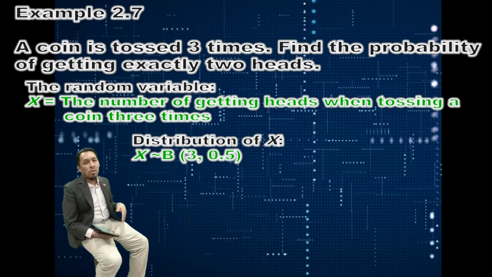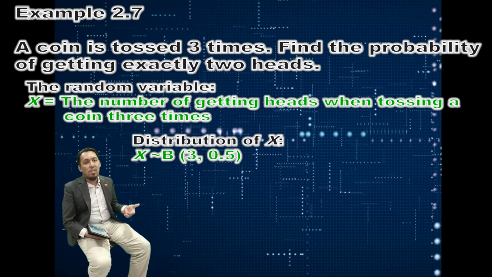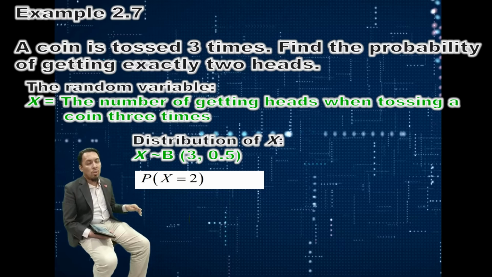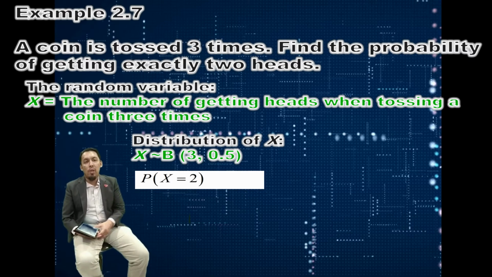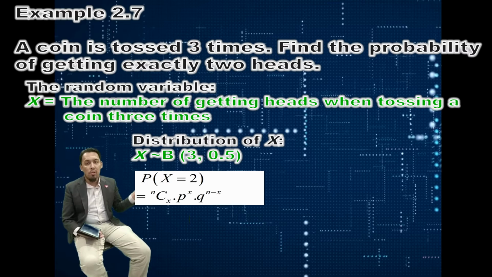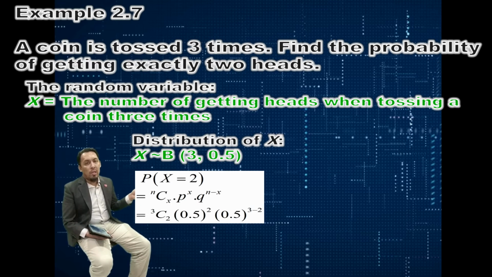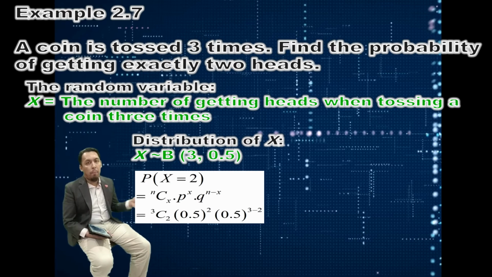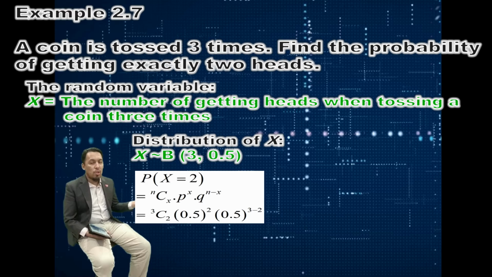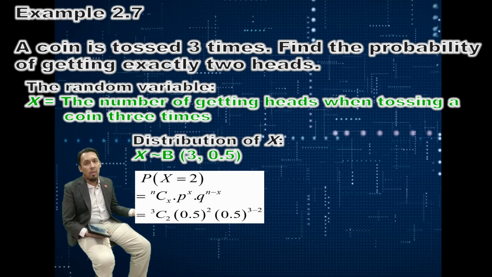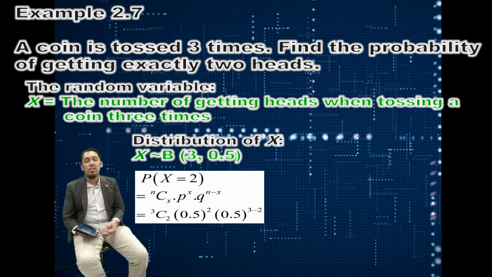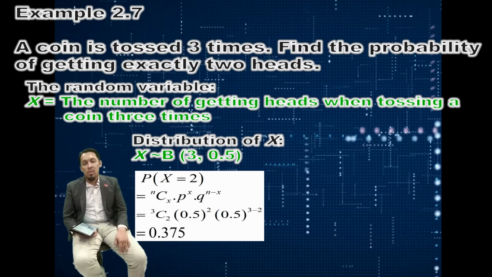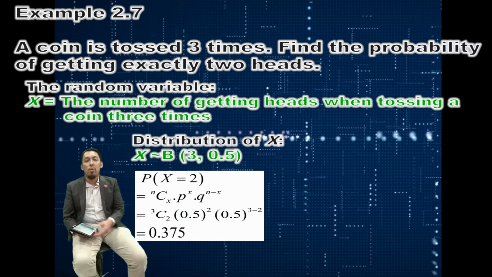Now, let's calculate the probability of 2 heads. So X is equal to 2. This is how you write it: probability of X equal to 2. We can use the formula. Just substitute n with 3, x with 2, p with 0.5, and q also 0.5, because q is 1 minus p. Calculate it and you should get the same answer of 0.375, which is equal to 3/8. So that is how you use binomial.